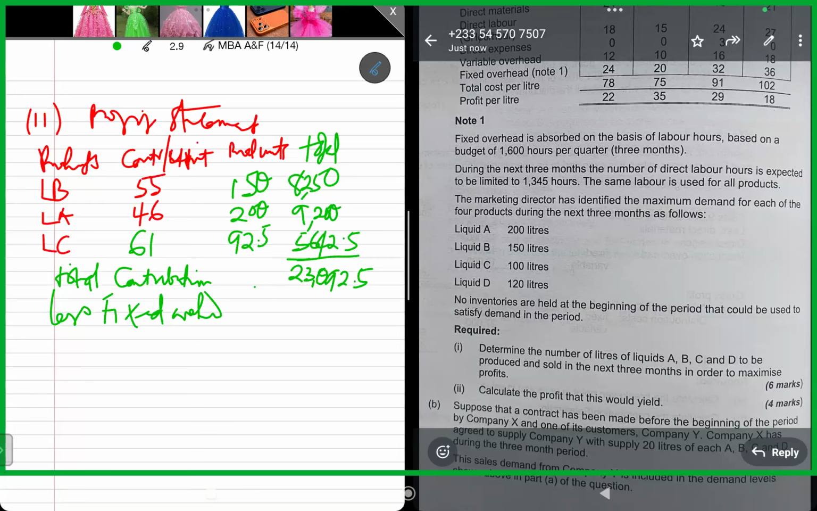Or we can say less fixed overhead. Then if you are going to find the less fixed overhead, we will say liquid A, liquid B, liquid C, then repeat the totals here. Let's say 150, 200, because this is the production unit, 92.5. Then we find the fixed overhead per unit, FO per unit, for each of them, liquid A, B, C, and we will multiply them and put the figures here.